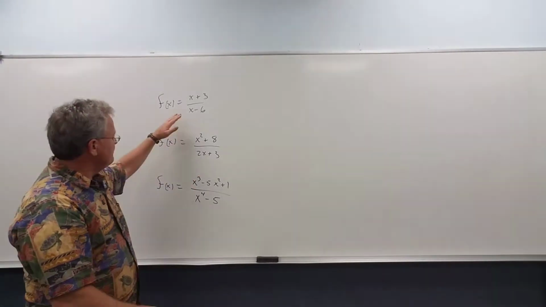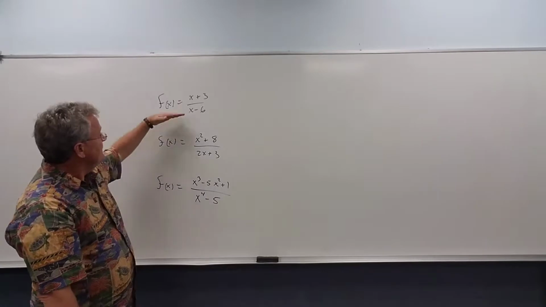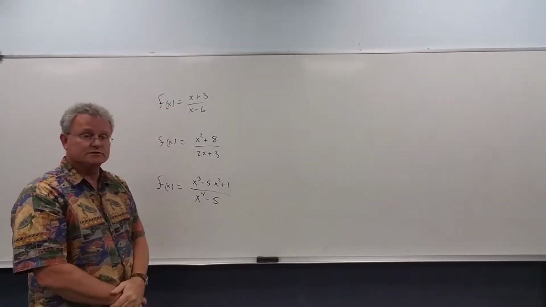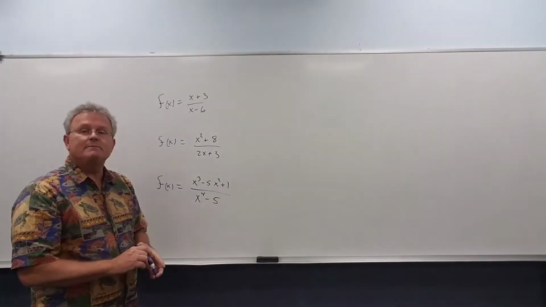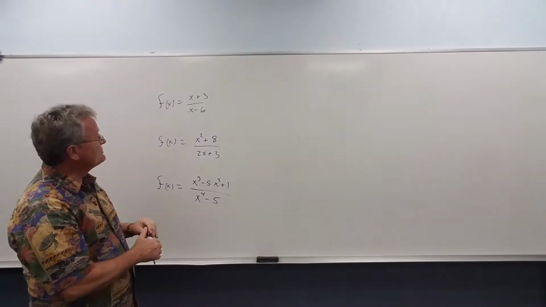Okay, so here I'm going to do 3 examples of finding horizontal asymptotes. Find the horizontal asymptote of this function, and this function. There's 3 basic situations for horizontal asymptotes.